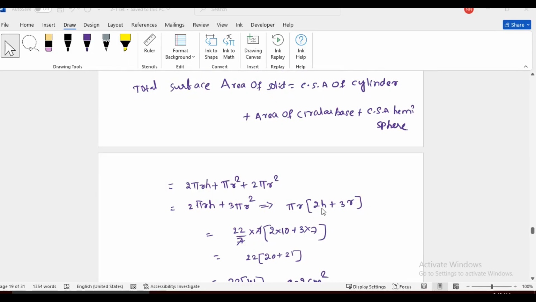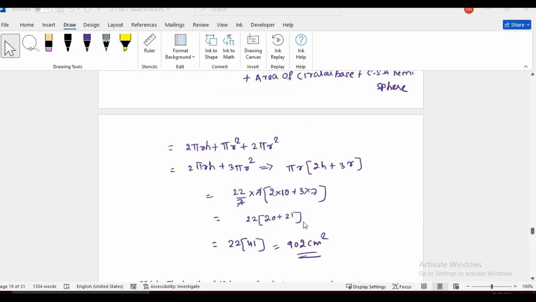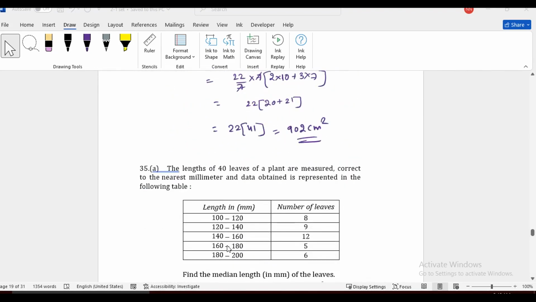Pi r is common, that is pi r (2h plus 3r). Here pi is nothing but 22 by 7 into 7. Here 2 into h is nothing but 10 plus 3 into 7. 22 into 20 plus 21, that is 22 into 41. The answer is 902 centimeters square.